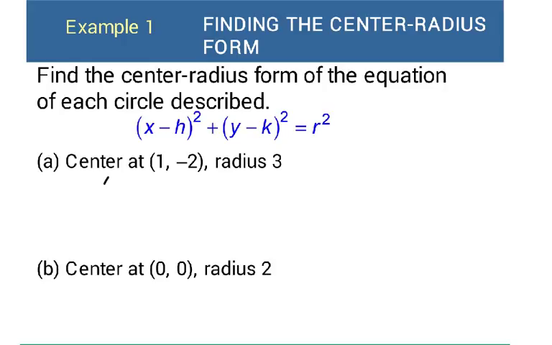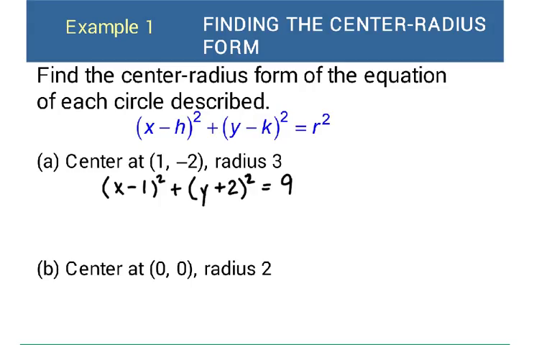I'm going to plug in (x minus 1) squared plus (y minus negative 2, so you get a positive 2) squared equals 3 squared, so 9. And you're done. That is the center radius form of the circle. There's no squaring anything or combining any terms. You're done at this point.